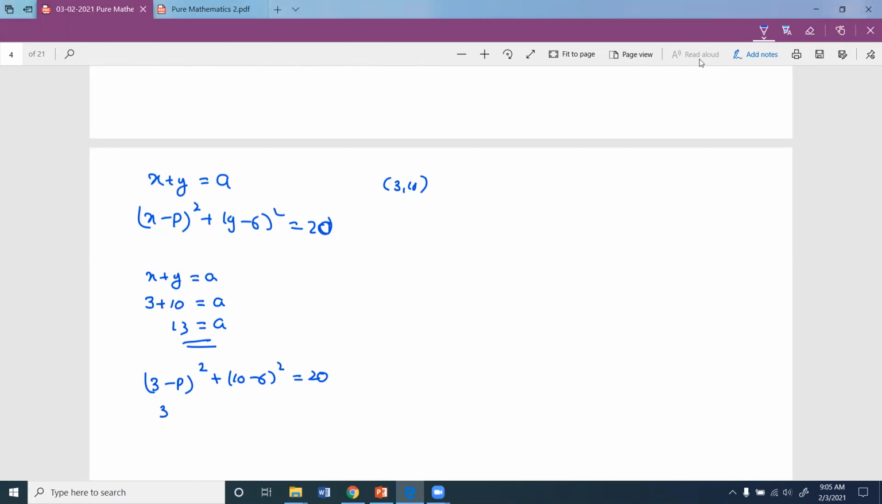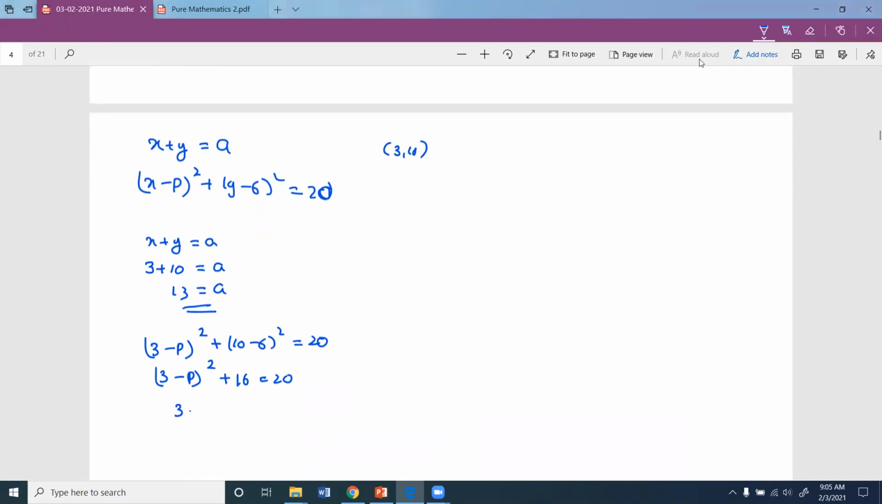So you can say (3 - p)², don't expand it. We can just try to find some kind of a solution over here. Plus 4 squared is 16, which equals 20. Then what can you get? You can write (3 - p)² = 4.